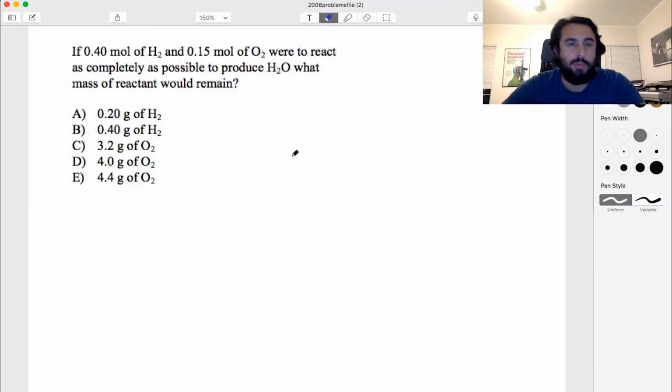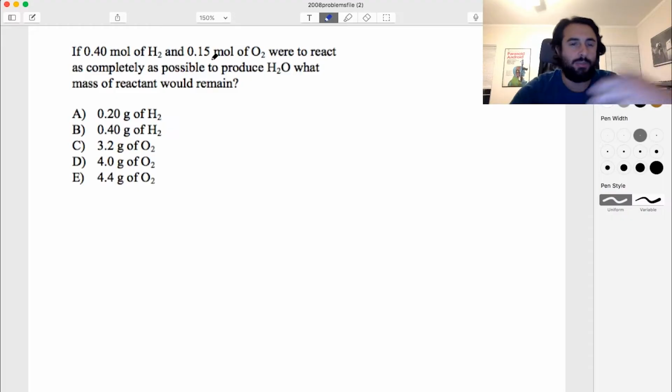Okay, here's a problem about limiting reagents. If 0.4 moles of hydrogen and 0.15 moles of oxygen were to react as completely as possible to produce H2O, what mass of reactant would remain? So we've got some molar quantities, but let's get our bearings here.